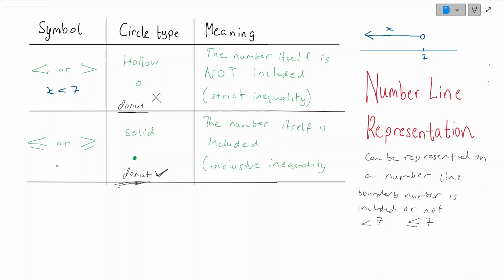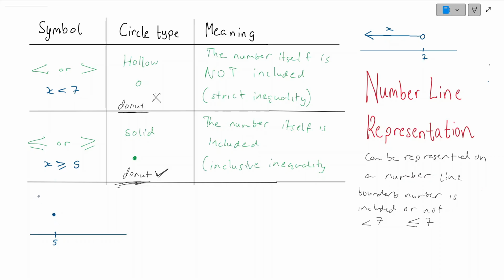Let's look at the next one. We're going to look at an example of x is greater or equal to 5. On a number line, we will have our number 5. And at 5, we're going to have a solid circle because that 5 is included.